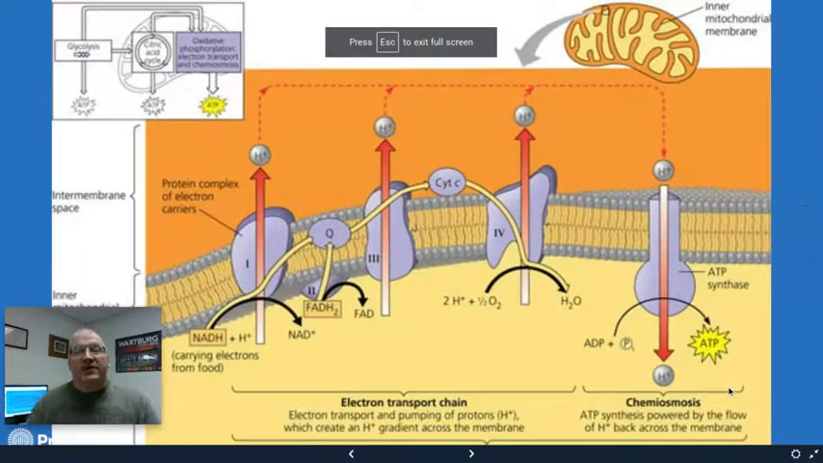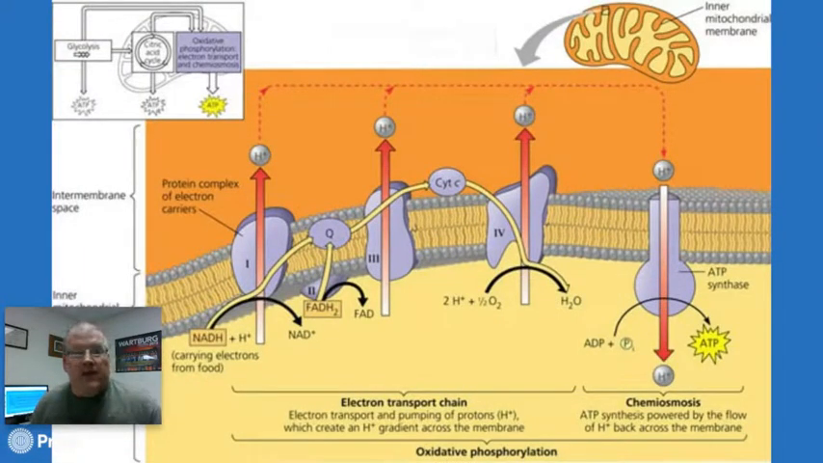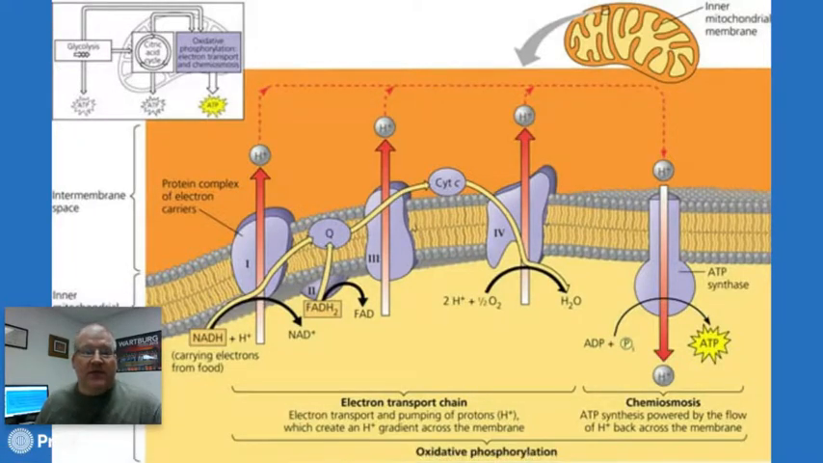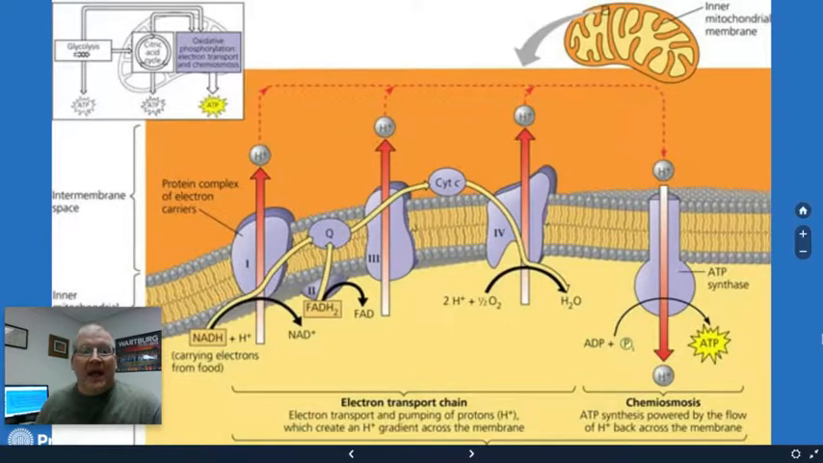So the purpose of the electron transport chain is to take those hydrogen ions that have been carried by the NADH and the FADH2 and push those into this intermembrane space. Notice as this is oxidized, as this hydrogen then is pumped into this intermembrane space.